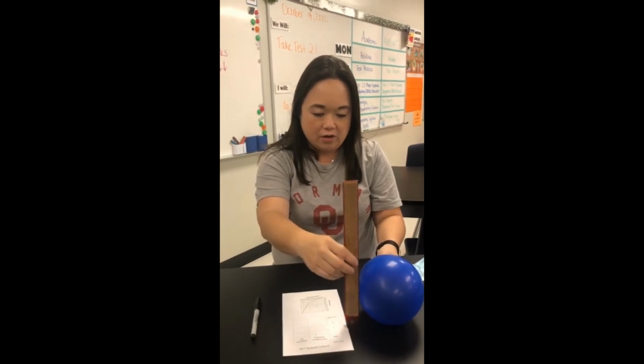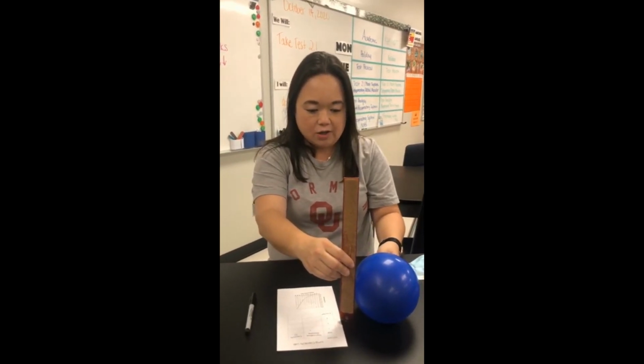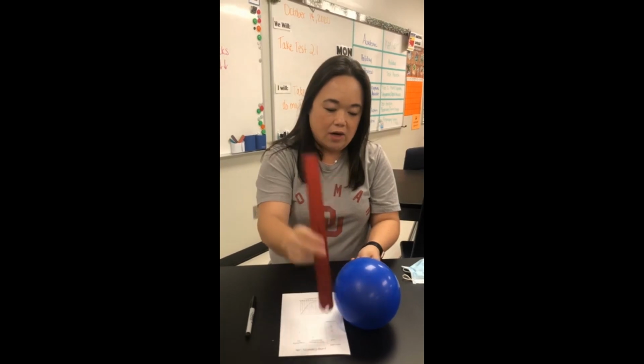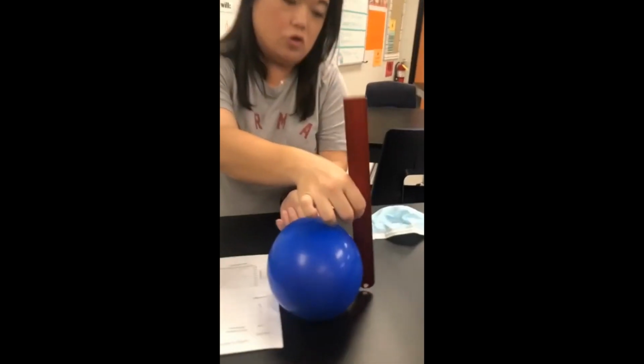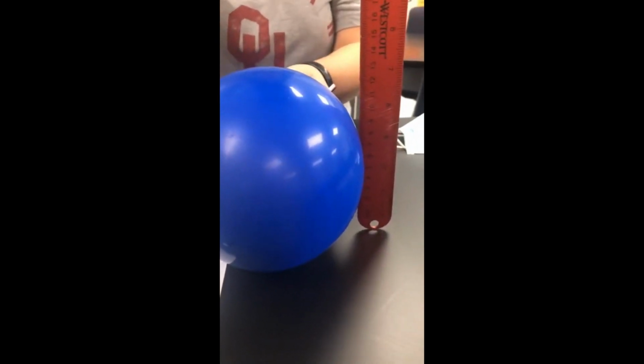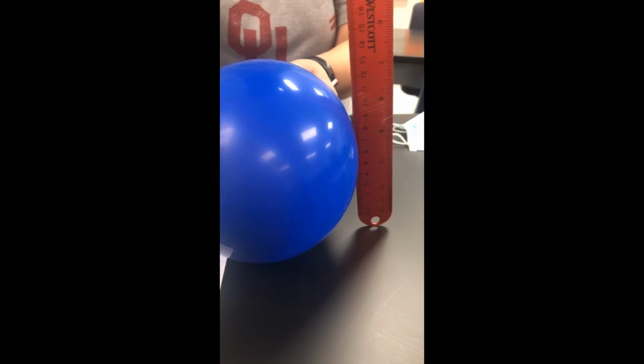So you set it down, and I would write down a 12 because when I put it next to the ruler, the top of the balloon is about 12 centimeters. So I'm going to put 12 centimeters down for my balloon diameter.